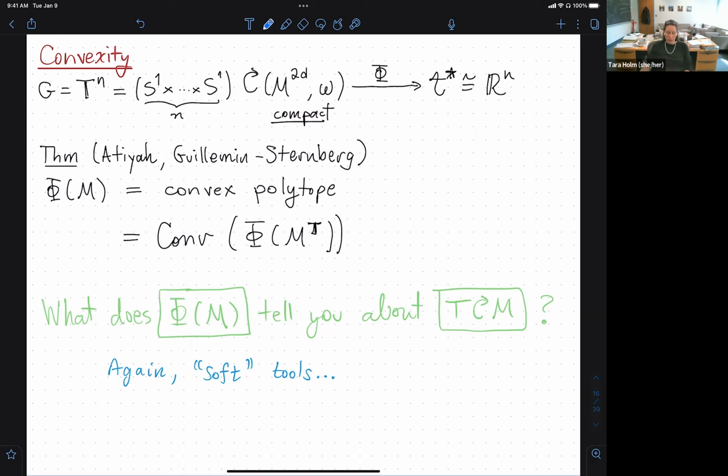If we have a torus acting on a compact symplectic manifold, then Atiyah, and independently Guillemin and Sternberg, in the 1980s proved that the image of this momentum map must be a convex polytope. It's a convex set, and it's a polytope because it turns out to be the convex hull of the images of the fixed points. So this again is some indication that the fixed points are playing some special role.